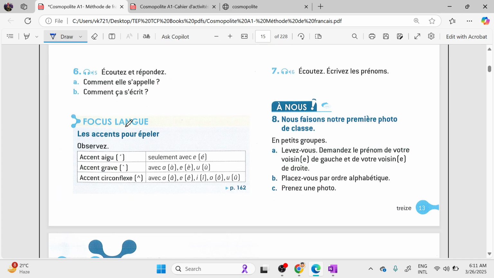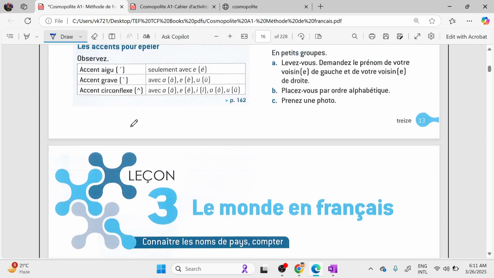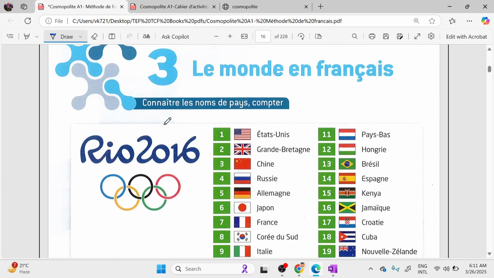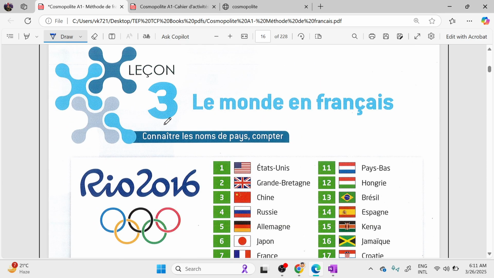I think we left off here. Lesson 3 is the next topic that we have left here. Basically, till lesson 2 we have done. So, lesson 3, le monde en français. Le monde en français basically means the world or the other countries in French. Monde means world, or you can also say globe.